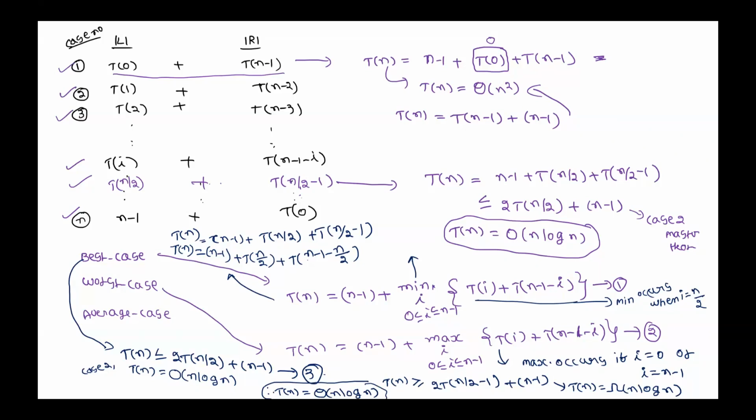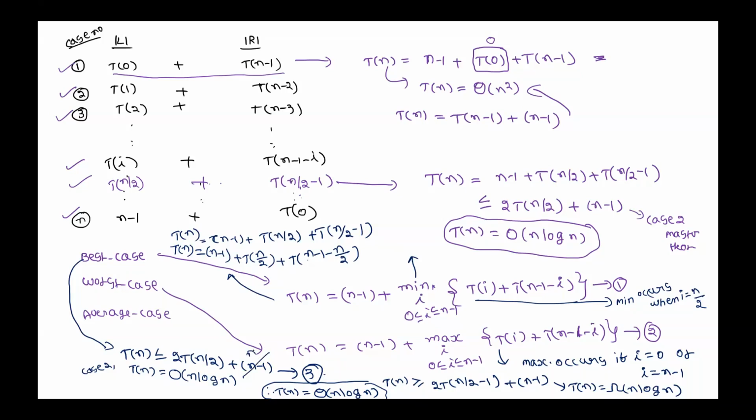If T of n is exact, then T of n is equal to T of n by 2 plus T of n by 2 minus 1 plus n minus 1. Or if you want to give an upper bound, T of n is less than or equal to 2 times T of n by 2 plus n minus 1. In place of n minus 1, if somebody writes n, is it wrong? No, this is also correct.